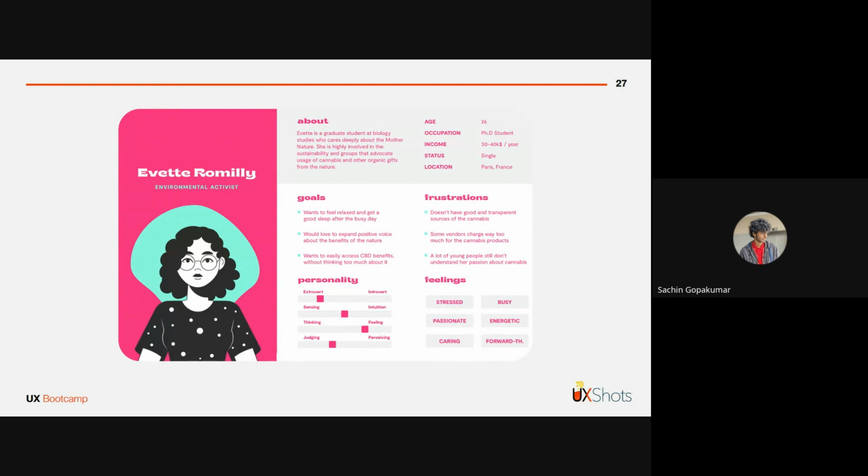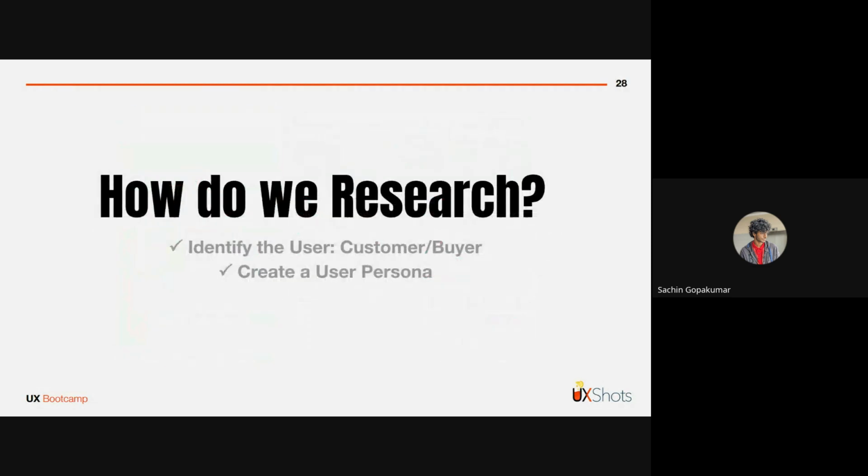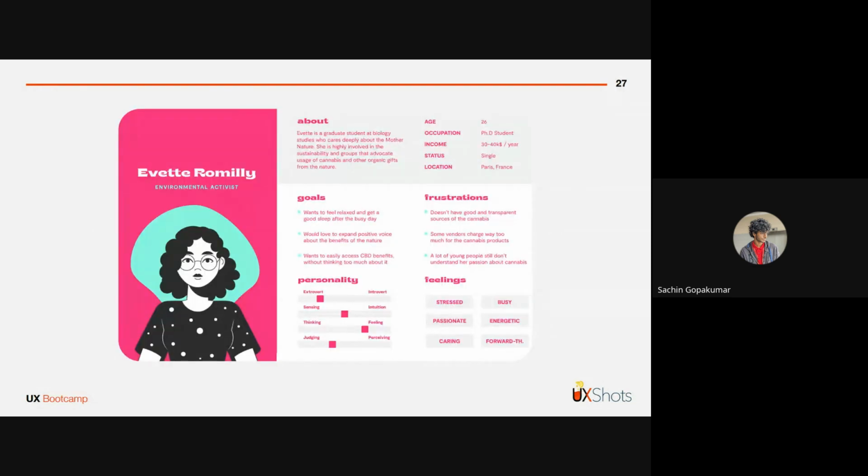So why we have to put all this effort into creating this fictional character is so that we can feel a deeper connection to this person. We can see from the perspective of this person much more clearly, and that is the goal of user research, right? We need to understand the user. So I think user persona is a very effective way to understand it.